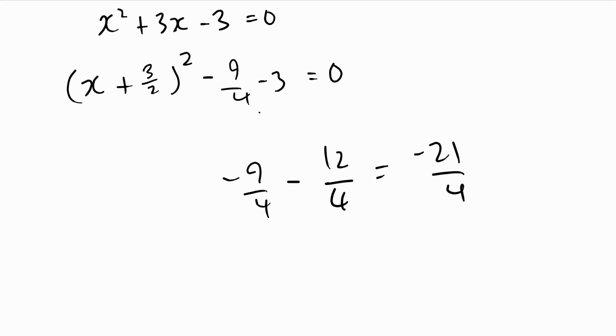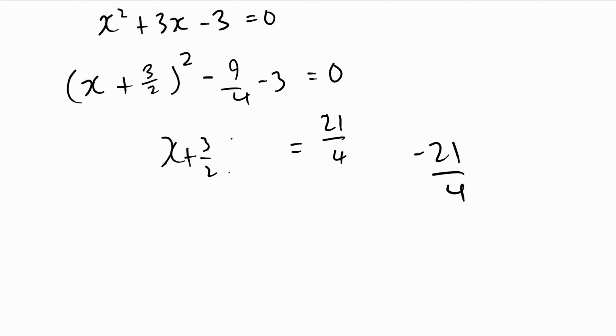So this simplified is minus 21 over 4, and we can add 21 over 4 on both sides of the equation to get rid of the fraction on the left hand side. So that's going to give us 21 over 4 is equal to x plus 3 over 2 squared, right?